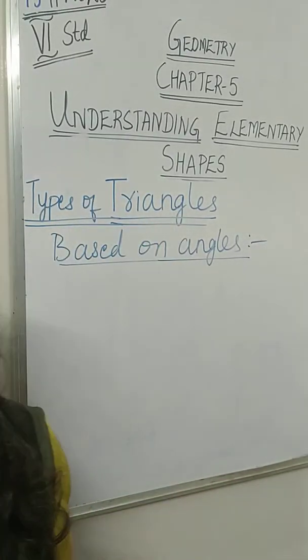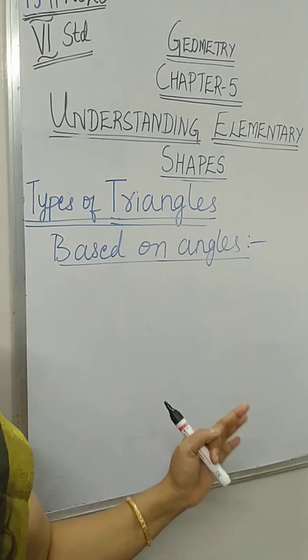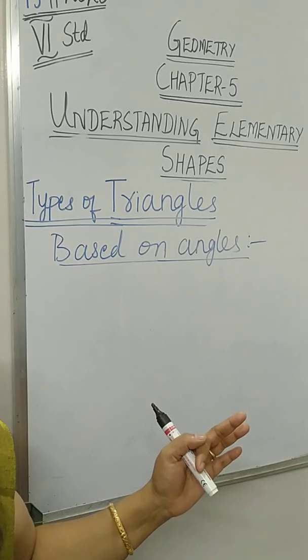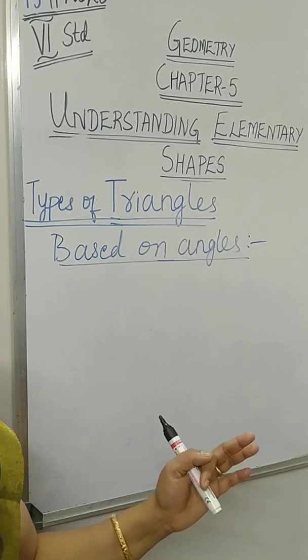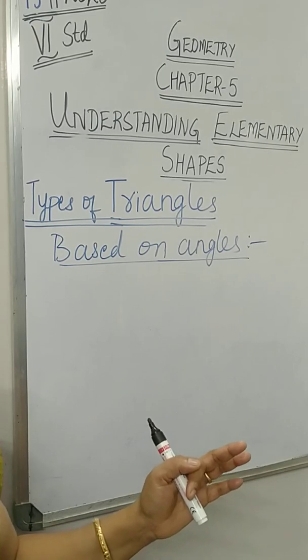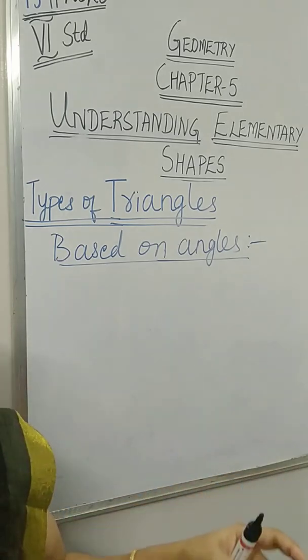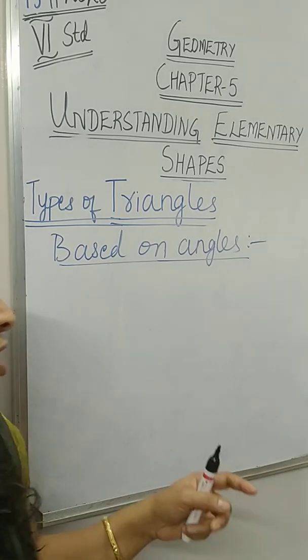So how many triangles have we learned? Based on sides we have learned three types. Based on angles also we have learned three types of triangles. Isn't it? So we have learned three types based on angles and also three types based on sides.